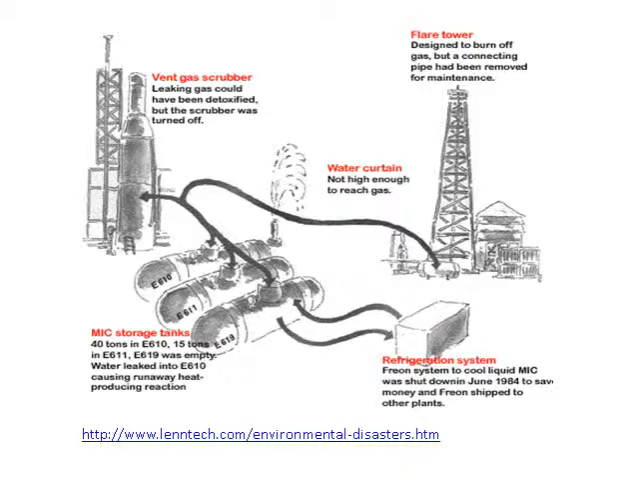As a result, on the night of the disaster, several safety systems were not in operation. A refrigeration unit designed to keep the MIC at low temperature so that the likelihood of a runaway exothermic reaction would be reduced had been shut off. A gas scrubber that was designed to neutralise any MIC gas that escaped the tanks was shut down for maintenance, and a flare tower that could burn off escaping MIC was offline awaiting a replacement part. A water curtain supposed to spray to the top of the flare tower was poorly designed so that the water could not reach the top of the tower.